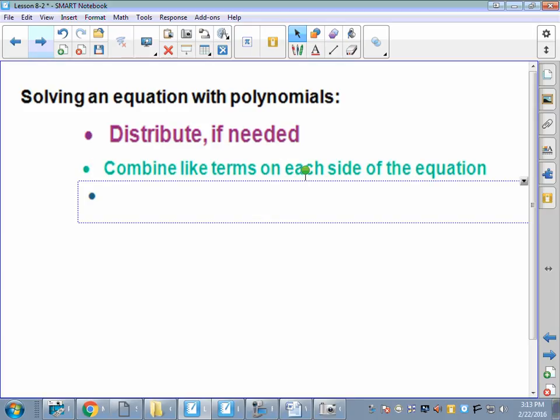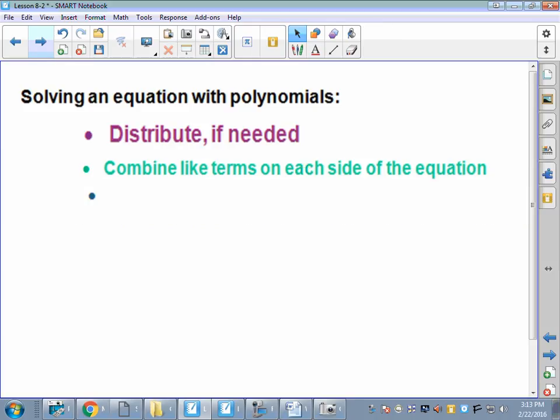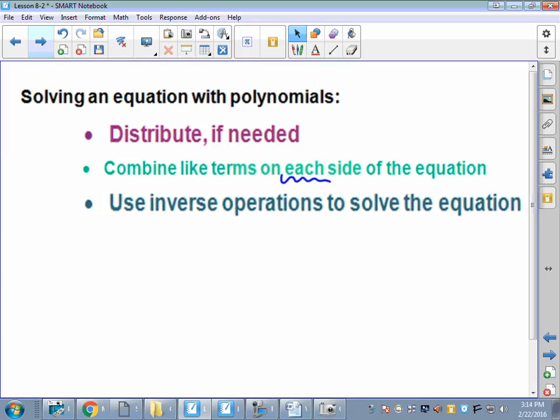Next up, combine like terms on each side of the equation. I'm going to underline this "each" right here because we did this earlier this year. We're going to look at each side of the equation separately to see if there are any like terms. Then we go to our old-fashioned inverse operations to finish solving.